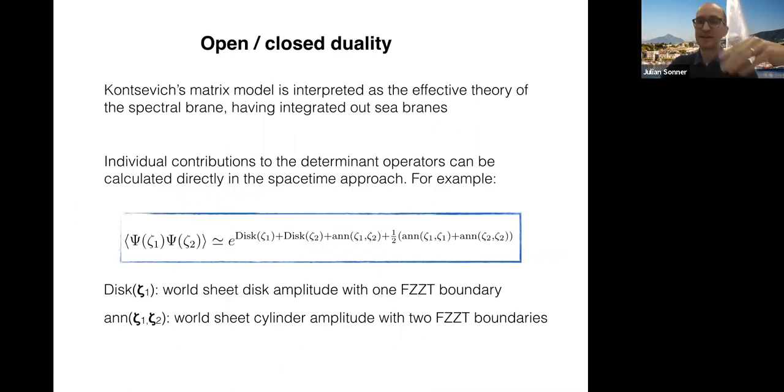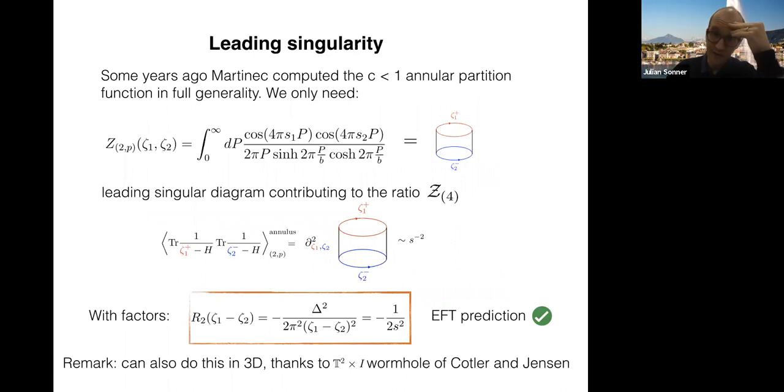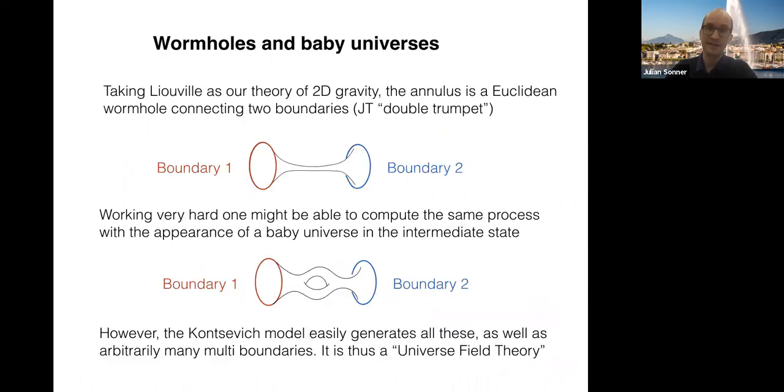You can basically associate various bulk objects to all these things that we talked about. Let me just say it like this. What we find is, we go back to the minimal string literature. We basically adapt their calculation to our needs, and we can exactly fit the EFT predictions with exactly the correct prefactors and so on.